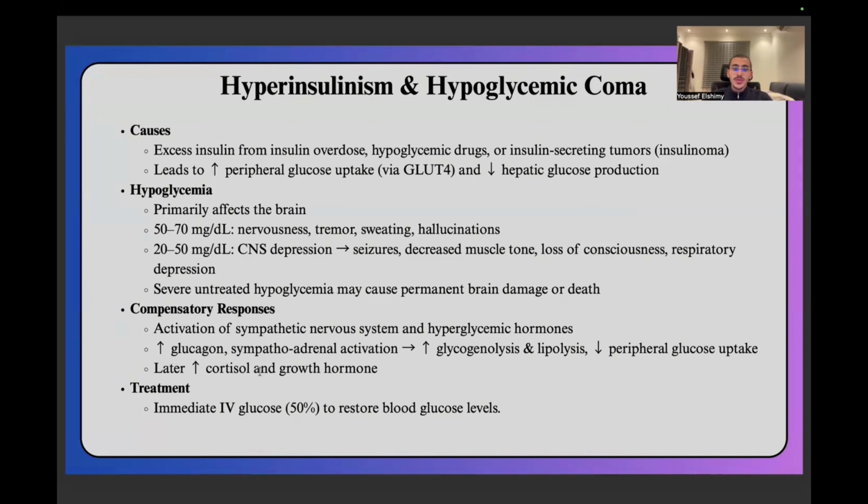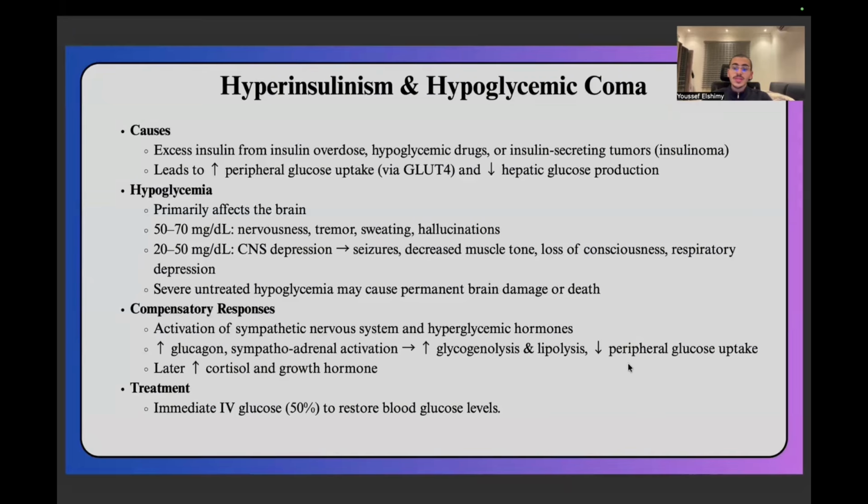Increased glucagon, increased sympathoadrenal activation, like cortisol, all the hormones that raise the blood glucose. So as a result, there would be increased glycogenolysis and breakdown of glucose by the liver, as well as lipolysis to be a source used by the organs.